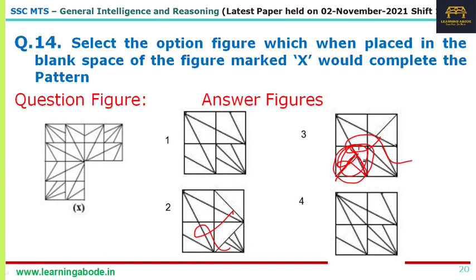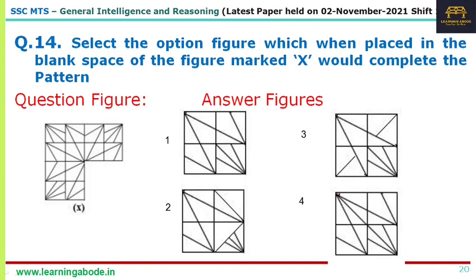Now we are stuck between option 1 and 4, and those two are very similar except for this line here. Except for this line here, everything else is same. So now what we have to do is check whether that line is there, whether it is a single line or it is a continuous line like this in option 4, right?